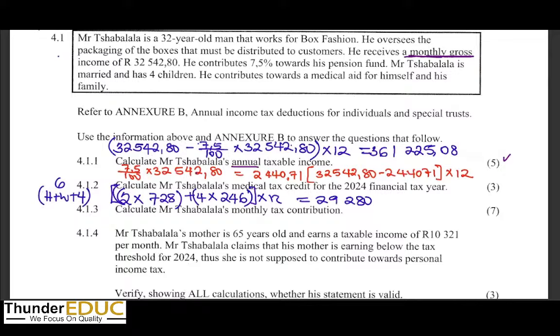All right, here we go. 4.1.3 is what we are looking at. They're asking us Mr. Shabalala's monthly tax contribution. This is when we use the tax tables, after using the taxable income that we got.